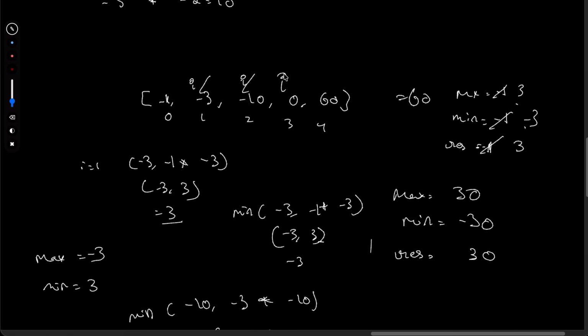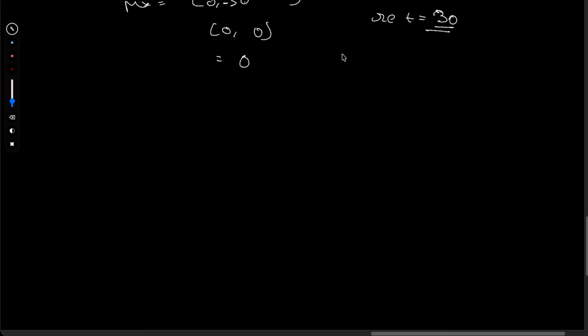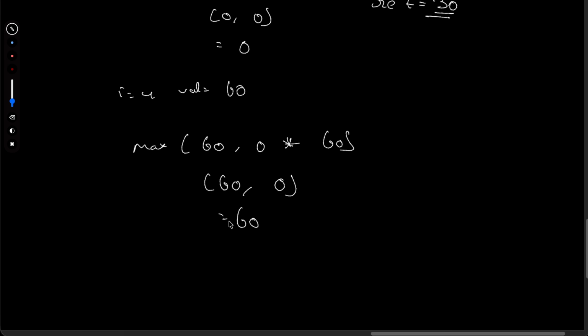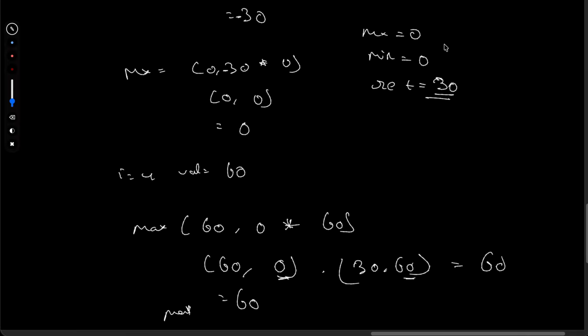Next i comes here, 60. i is equal to 4 and the value is 60, which is positive, so no swap. The max is 0 times 60 or 60 alone, so we choose 60. The min is the same, we choose 60. Now the result is 30 comma 60, so the biggest is 60. So the final answer is 60.